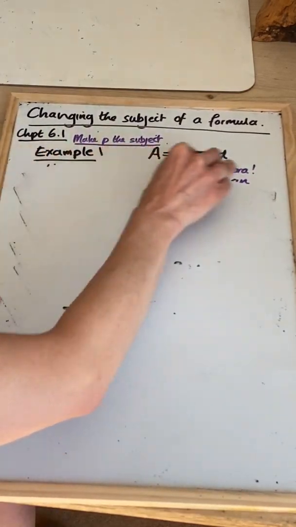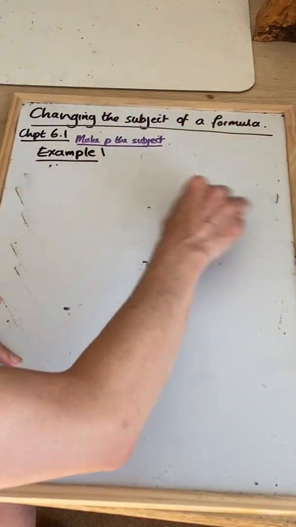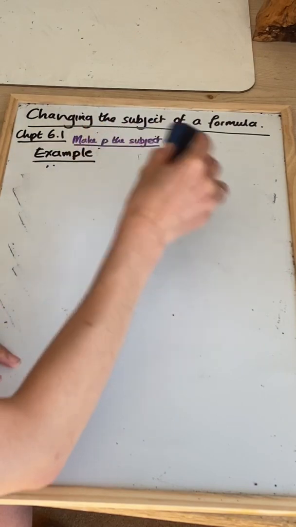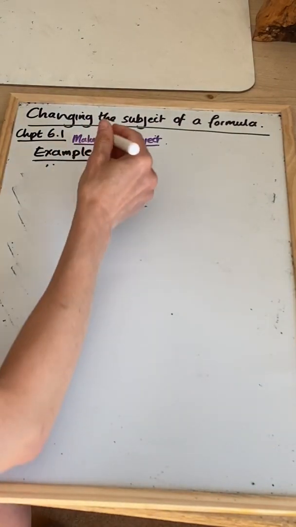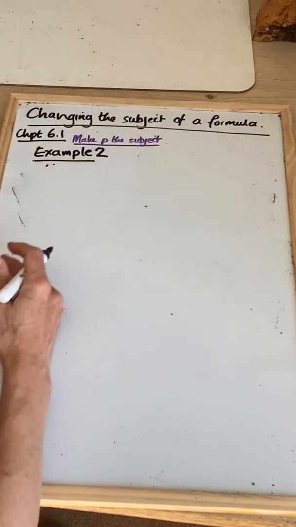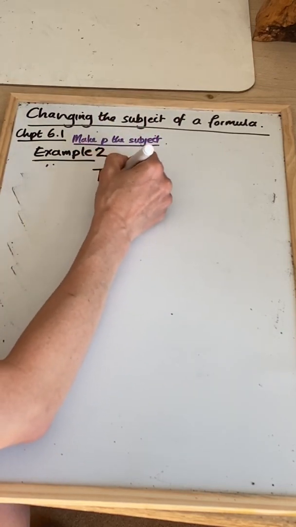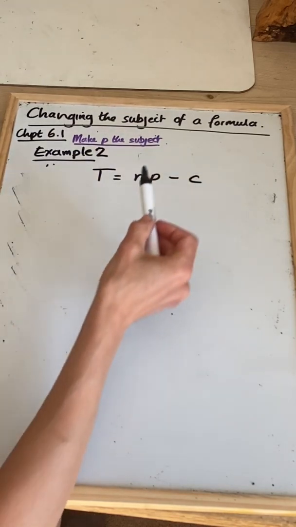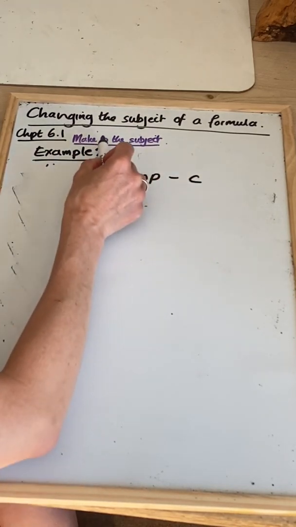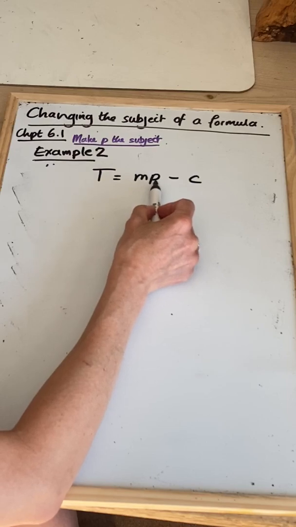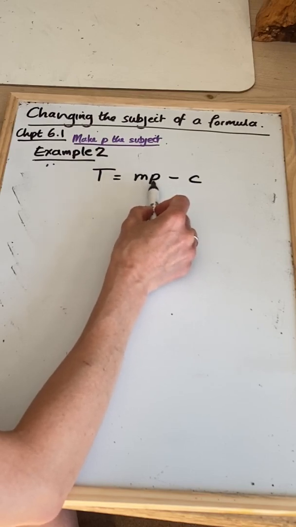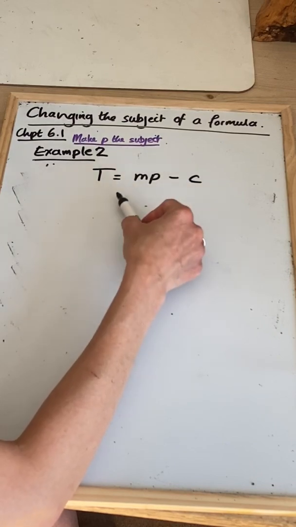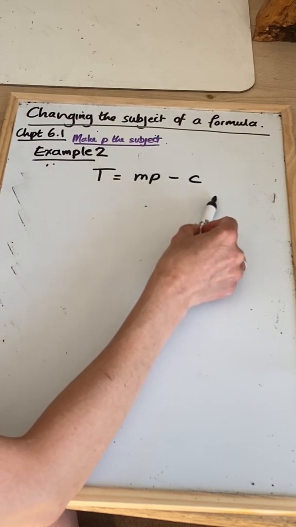Okay, so still making p the subject, these first few. So I'm now moving on to example 2. And here I've got t equals mp minus c. So we're going to look and see where this p lies. We're making p the subject. So where does it lie? It's been multiplied by an m and it's had a c taken away from it. Multiplied by m, take away c.